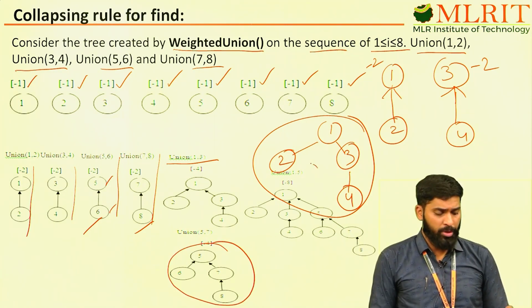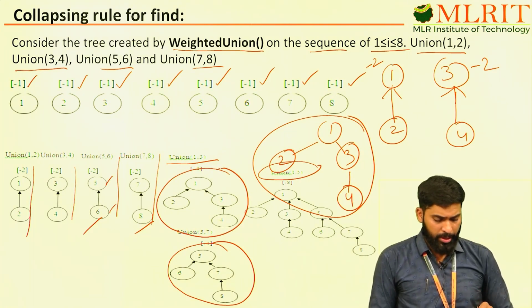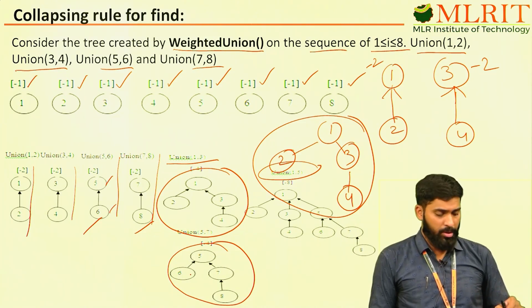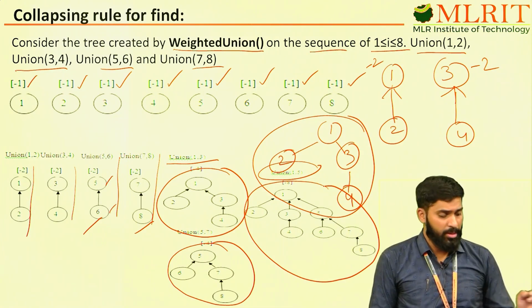Now you combine union 1 comma 5. What is 1 here? This is the 1, with nodes 1, 2, 3, 4, 5, 6, 7, 8. Now you are going to perform the union operation. So this is the resultant tree. So what is the resultant tree here?